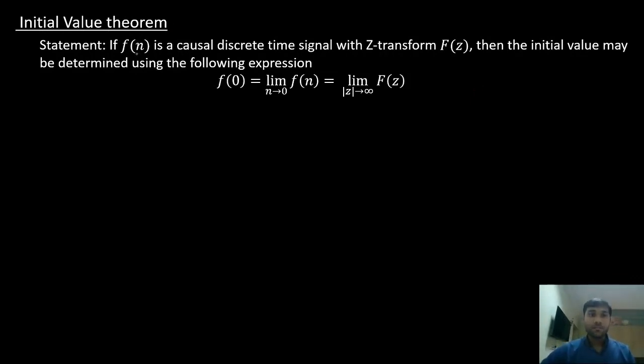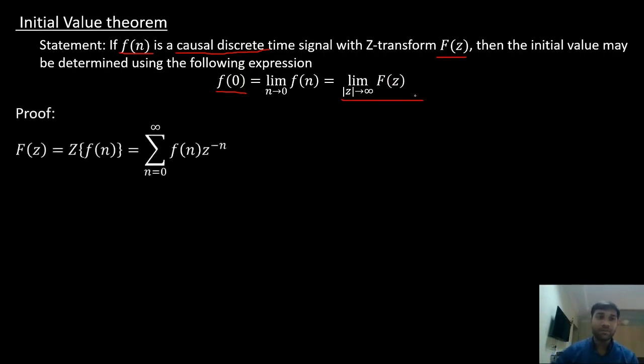Initial value theorem, what are the conditions? F of n must be a causal signal and discrete. It must be a causal discrete signal, and the z transform is given by F of z. Then the initial value F of 0 is given by the expression limit mod z tends to infinity F of z.